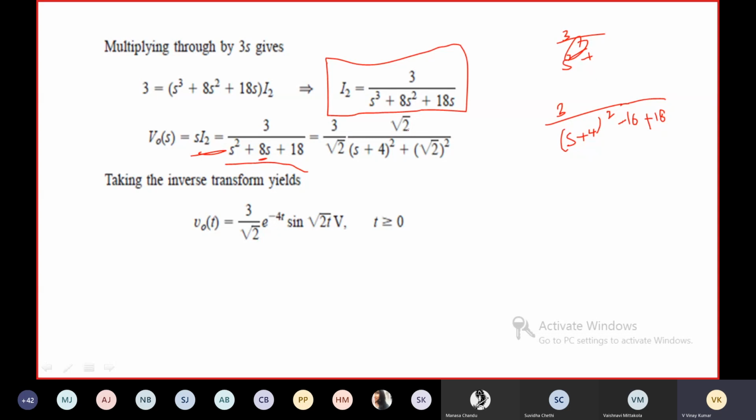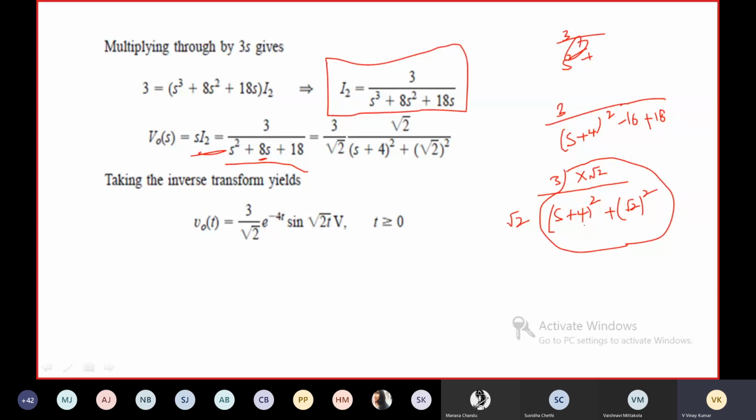3 by root 2 to root 2, because from this you are going to get 3 by (S plus 4) whole square, plus 2, which you can write as root 2 whole square. See, it is multiplied by root 2 divided by root 2. Then you can have this.